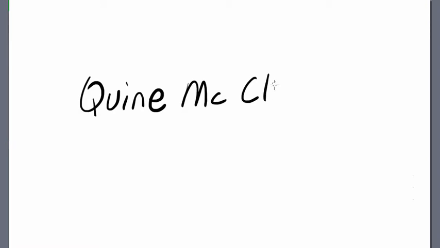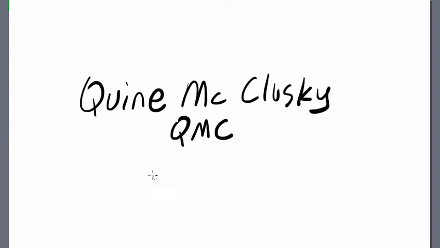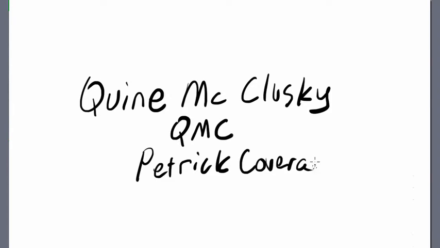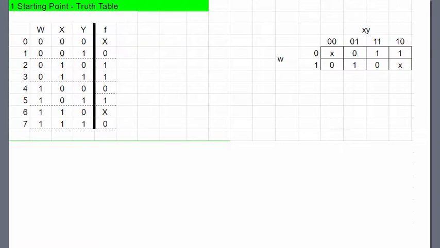Hi, this is a tutorial on the Quine McCluskey, or the QMC method, and we're going to talk about Petrick coverage. Our starting point for both the Quine McCluskey method and with Karnaugh maps is a truth table.